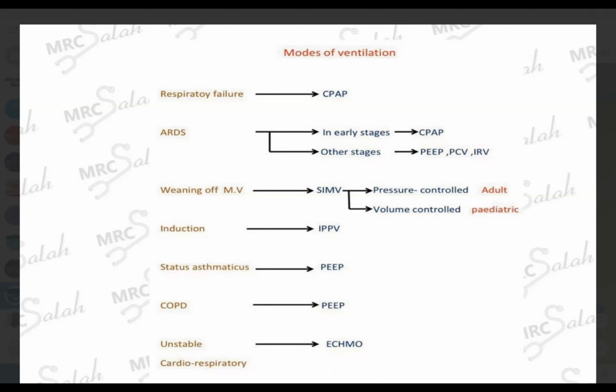He has many things done, especially this and the lung volumes.